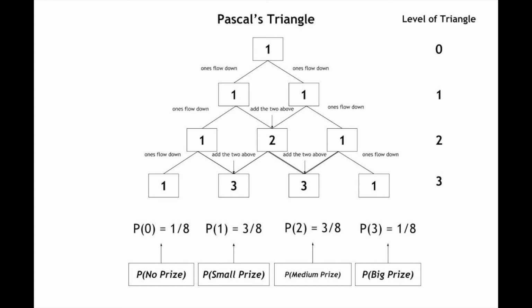Probability of getting a big prize, 1 out of 8. Probability of getting a small prize, 3 out of 8. Probability of getting nothing, 1 out of 8. And probability of getting a medium prize is also 3 out of 8.